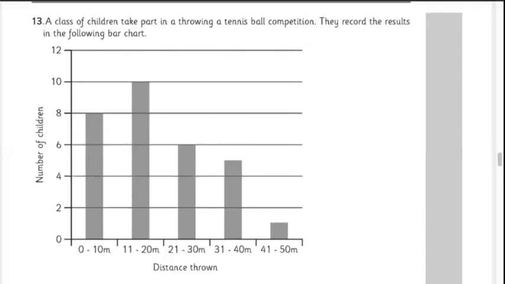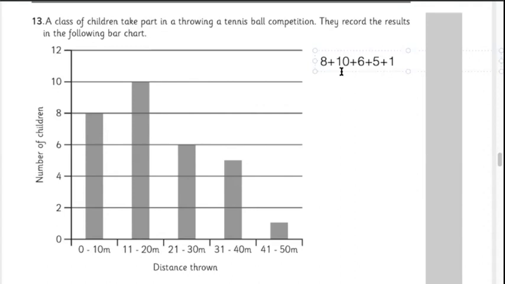So how many children's results are recorded in the chart? So what we have to do here is we are going to work out how many children are in each category and add them all together. So our sum here, we've got 8 children in the first block, we've got 10 children in the second block, we've got 6 children in the third block, and then a number between 4 and 6, so it has to be 5. And then in our last block, we've got a number between 0 and 2, so that has to be 1.